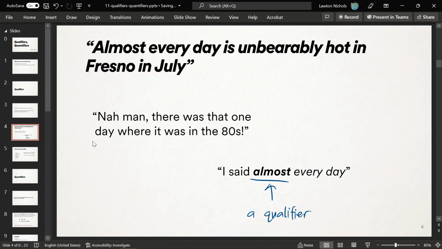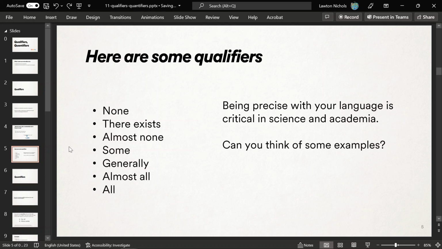Because this makes the argument true, right? The word "almost" made it correct. And this is not a proper counterargument because I used that word, isn't it? So here's a bunch of qualifiers. You can have "this thing is true about nothing," "this thing is true about everything," and then you got stuff in between, right? So these are like your absolutes, and then you do not have to deal in absolutes. You can go within the spectrum here.